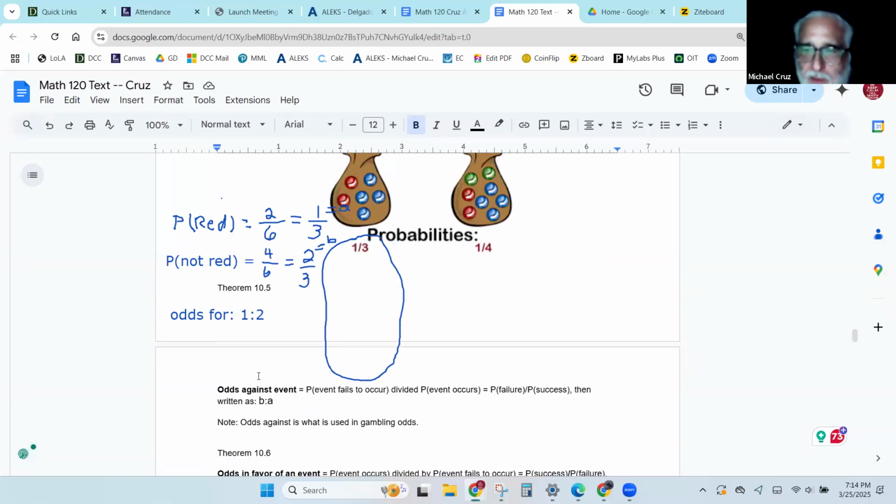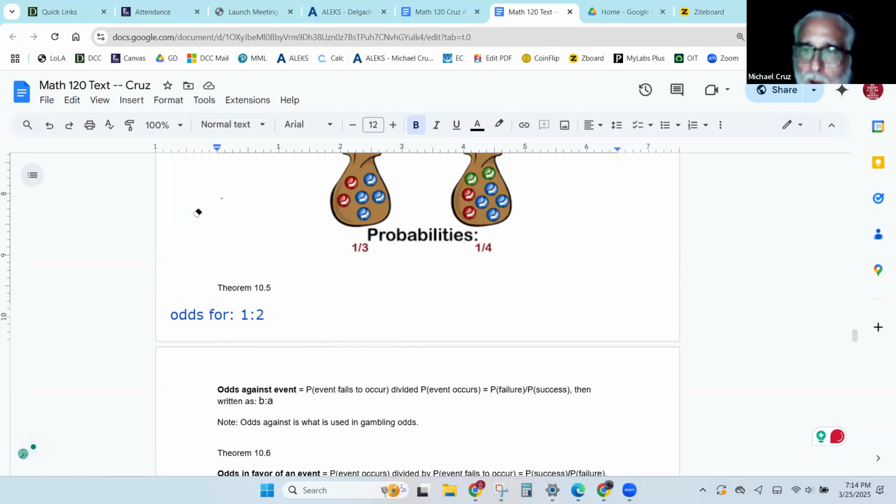So odds against an event, and this is usually sporting odds, uses odds against. It's the ratio of losses to winners. So that's why we say B to A. So if we said odds against red, then we would just turn them around. And that's one that they usually use in gambling.